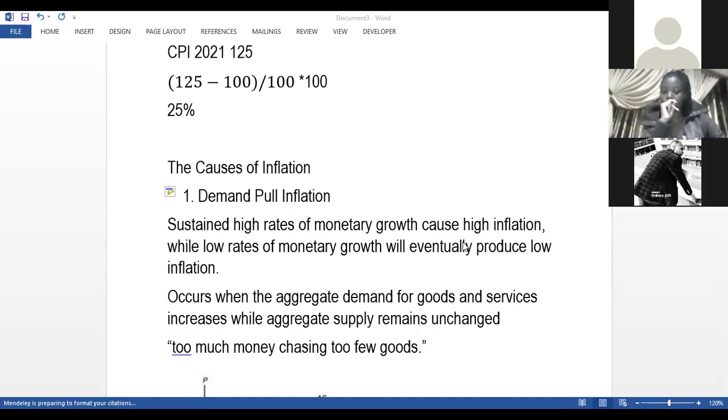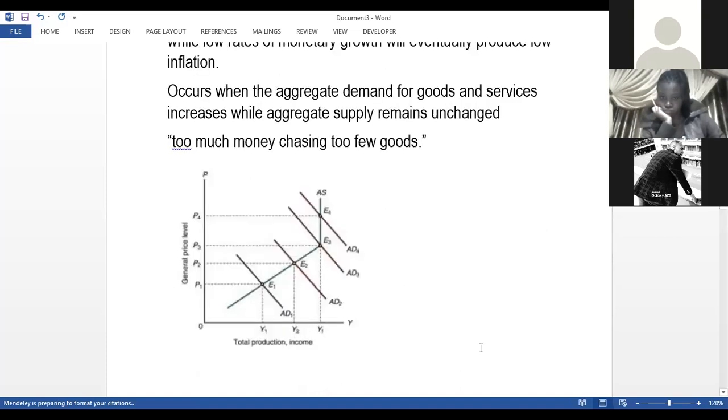So in trying to summarize demand pull inflation, it can be said to be too much money chasing too few goods. At times, they might give you the scenario of having too much money chasing too few goods, and they would want you to identify which type of inflation it is. So whenever you realize that there's too much money chasing too few goods, it means that it is demand pull inflation that is being talked about.